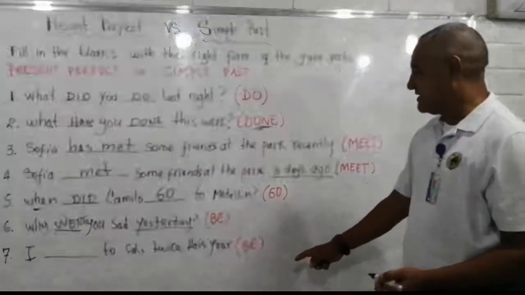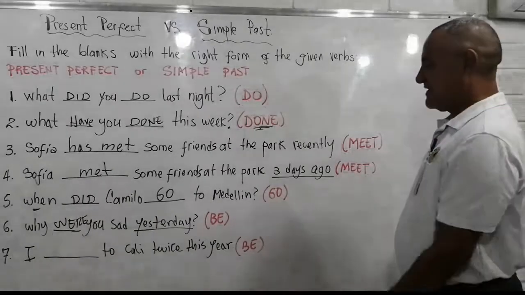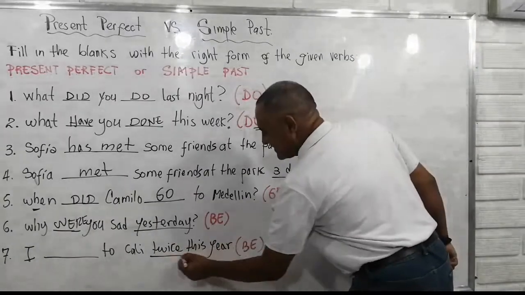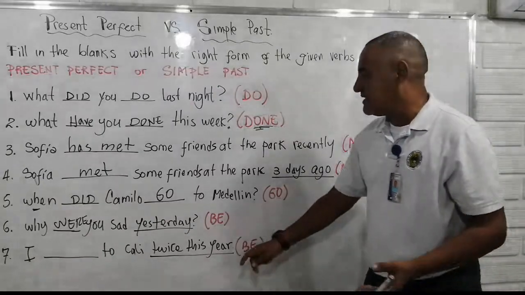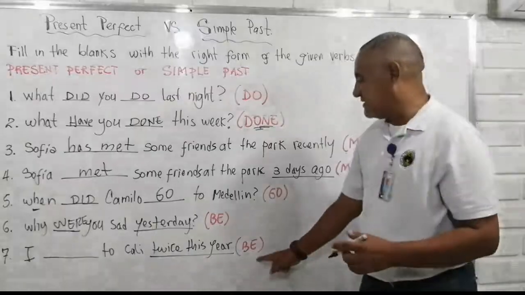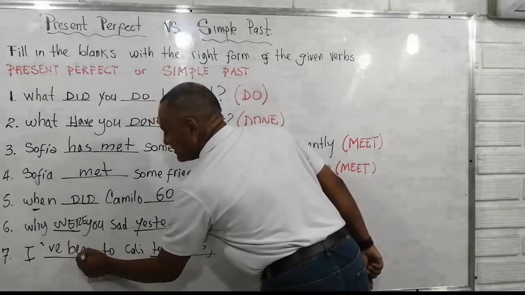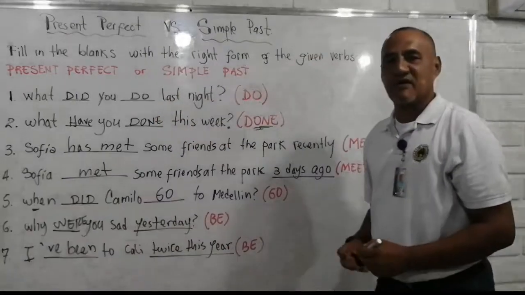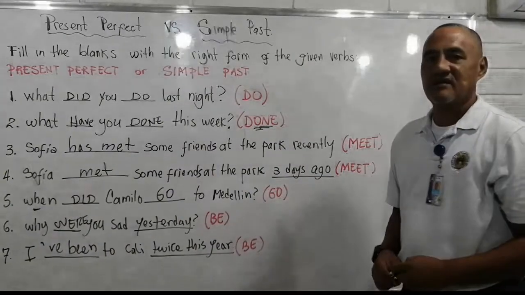And finally, then we got again the famous verb to be. Then we say twice this year, dos veces este año. So we don't know exactly when this situation happened. Then I say I've been with. Been, which is the past participle of the verb to be. I've been to Cali twice this year.